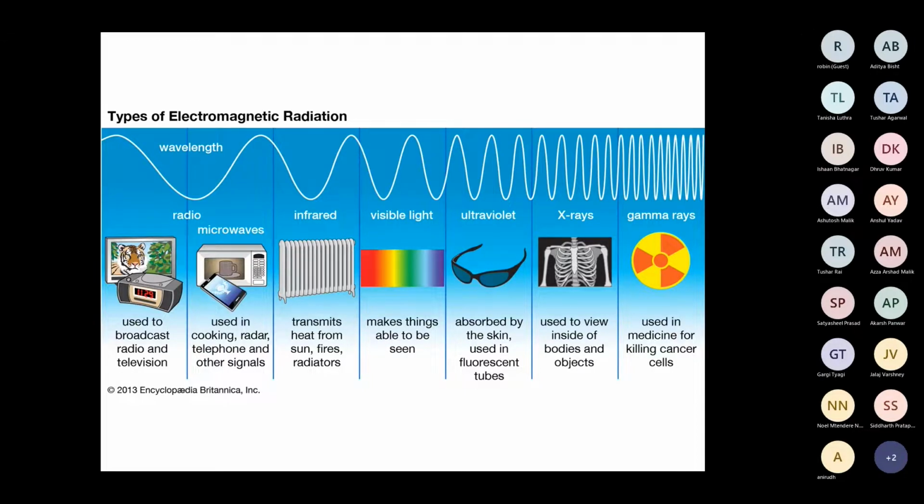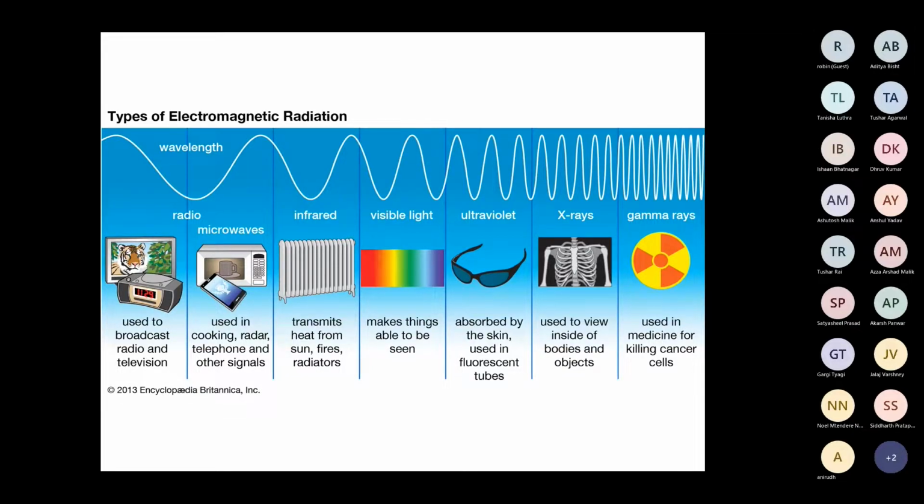So what about radio? It is used to broadcast radio and television. This is a long wavelength we use for that. And microwaves are used in cooking, radar, telephone, and other signals. Then infrared transmits heat from the sun, fire, or radiators. This is the infrared wavelength. Visible light now comes for the human being and it converts into a color. It makes things able to be seen, right? So visible light can convert to colors, and we can see it easily. But infrared and microwaves, these kinds of wavelength we cannot see, right?